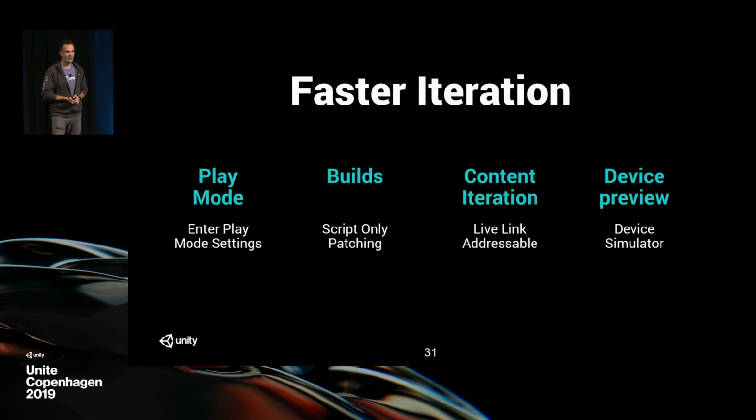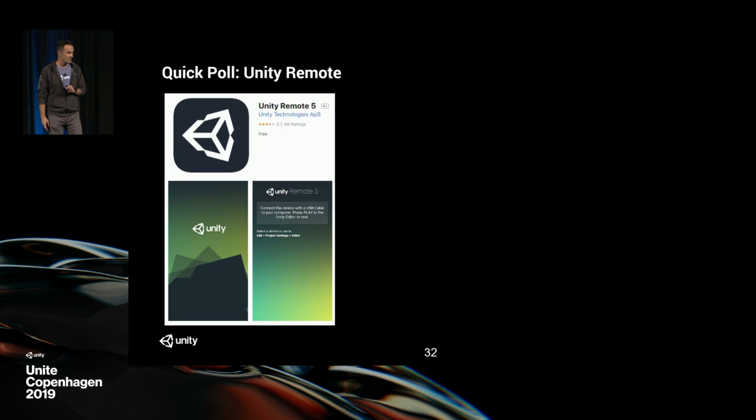All right, so with that, this is a wrap. Today we talked about a few things: the new Enter Play Mode settings that will really make getting play mode starts much faster. New options for faster builds, script-only patching to iterate on code really fast. A few options available to you for content iteration: Live Link coming soon, available for DOTS, runtime, and entities, and then the Addressable system that will enable you, for any Unity project, to iterate really fast. And finally, the new Device Simulator. And before I open up for questions, we'll have a few minutes. I just want to do a quick poll.